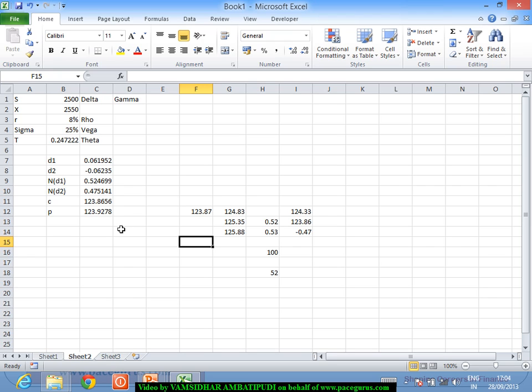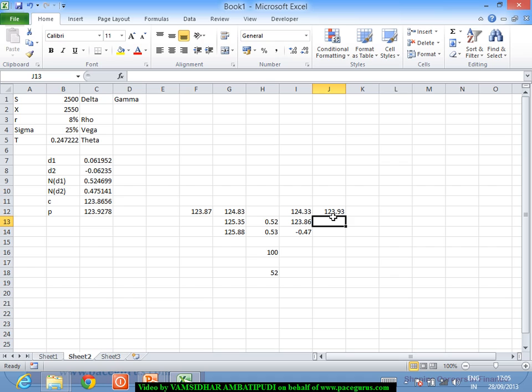The same thing has probably happened with the put option also. The put option has also gone down to some extent, to 123.93. Earlier, I think the put option was 124.33. Now it has become 123.93. Even the put option has decreased in price, and even the call option has decreased in price.